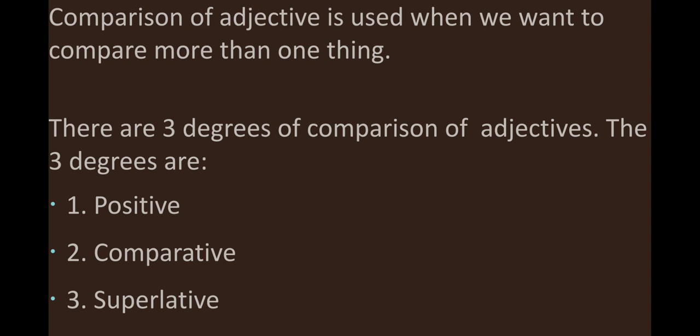The positive is usually the base form of the adjective, and it's the first degree of comparison. It's just the word that is the adjective. The comparative form is the second degree of comparison of adjectives, and it compares 2 things. Don't forget that it compares 2 things. The third degree is the superlative form, and it compares more than 2 things. So it could compare 3 things, it could compare 4. It compares more than 2 nouns.